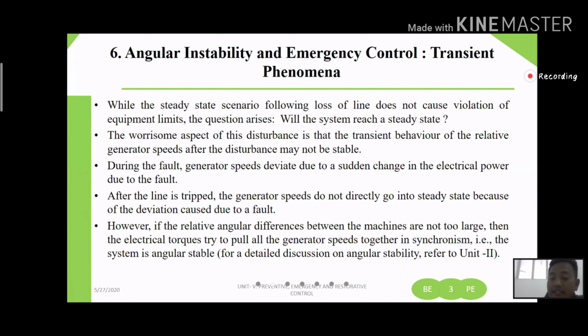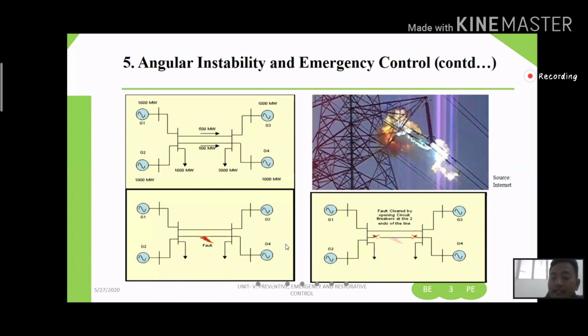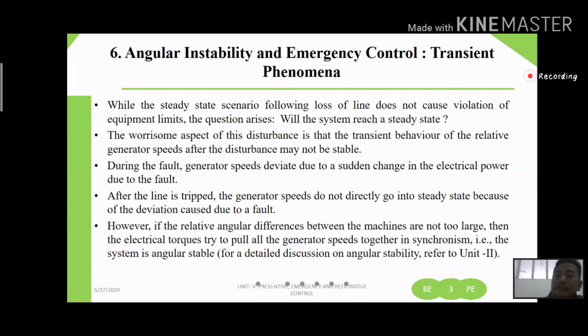If it comes back to the steady state, we know that it will not violate any equipment limit. But after disturbances, one generator may have to speed up or one has to slow down, and then there will be angular differences. So will this bring the system back to the steady state or not? If it brings it back, then it is good, right? We are not required to do any emergency control because it is not violating any equipment limit.